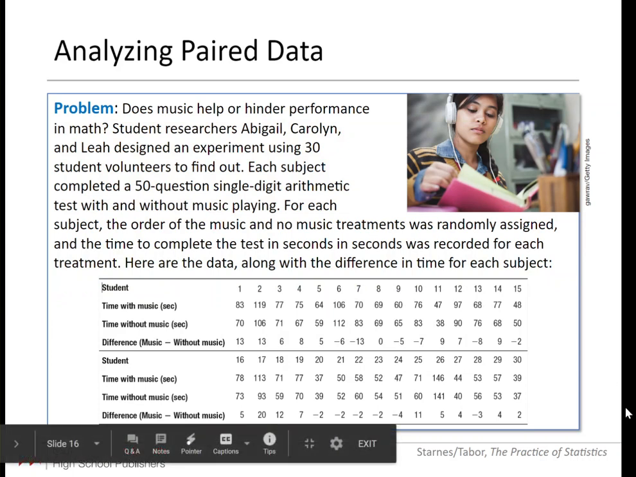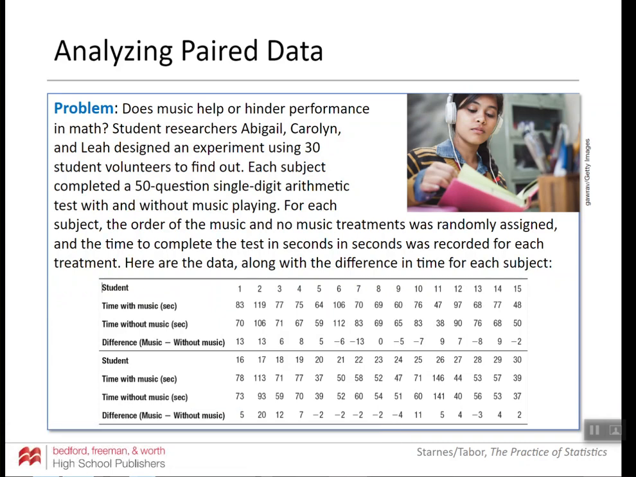So, let's look at an example. Does music help or hinder performance in math? Student researchers Abigail, Carolyn, and Leah designed an experiment using 30 student volunteers to find out. Each subject completed a 50-question single-digit arithmetic test with and without music playing. For each subject, the order of the music and no music treatments was randomly assigned, and the time to complete the test in seconds was recorded for each treatment. Here's the data along with the difference in time for each subject.